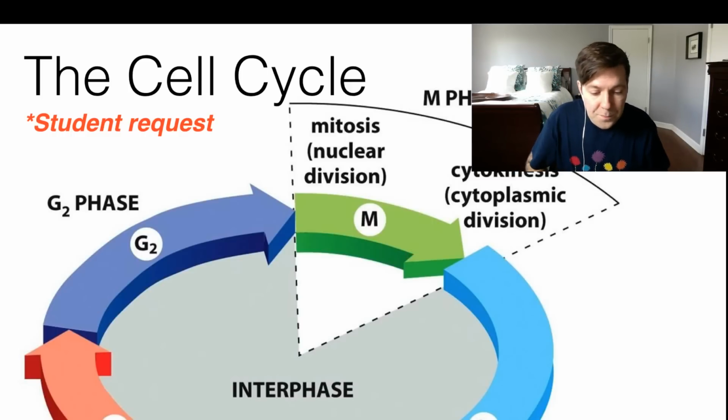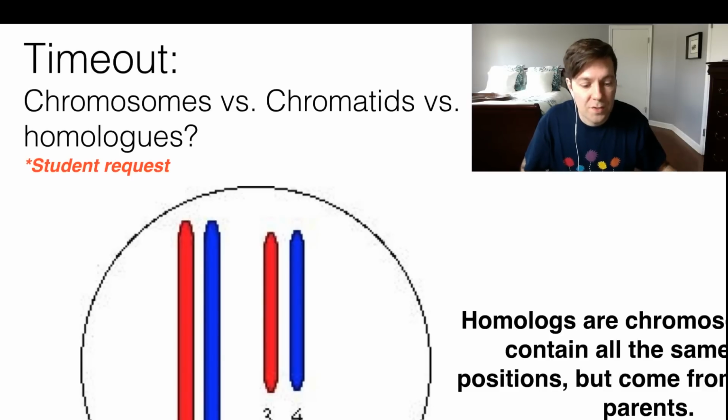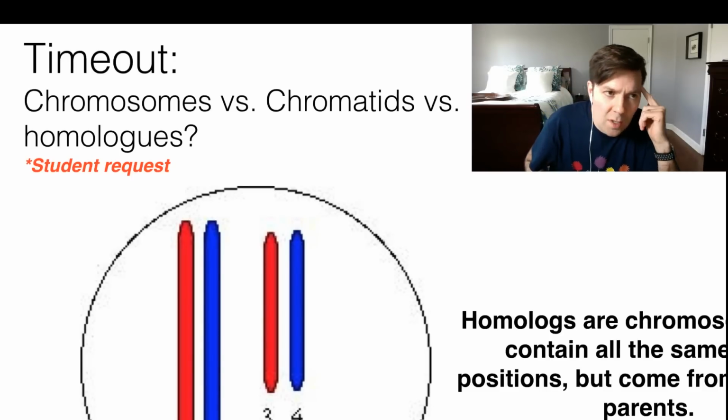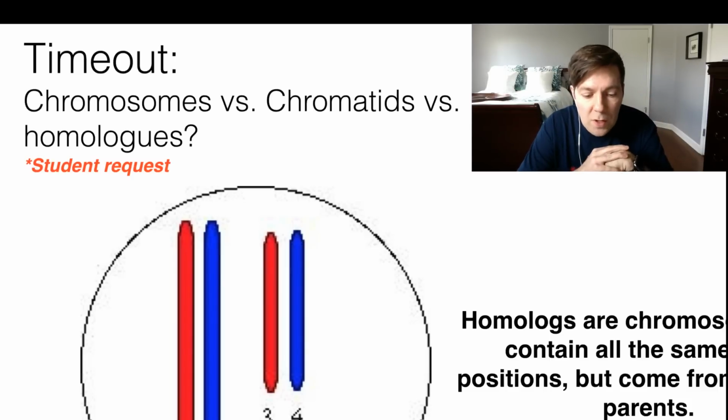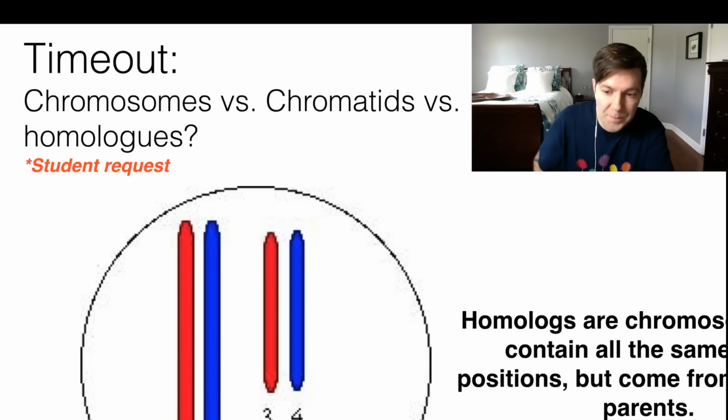So, okay, student question that relates to this. Chromosomes versus chromatids versus homologs, what's going on there? Okay, so we talk about homologs. These are the chromosomes that contain the same gene positions, but they come from both of your parents. In other words, you have 23 pairs of chromosomes, right? In each one of those pairs, you got 1 of your chromosome 1s from your mom, 1 from your dad. 1 of your chromosome 2s from your mom, 1 from your dad, okay?